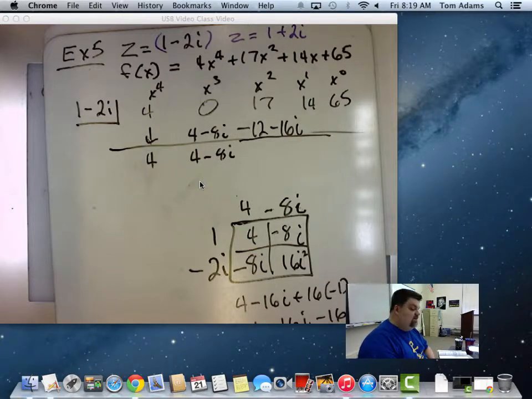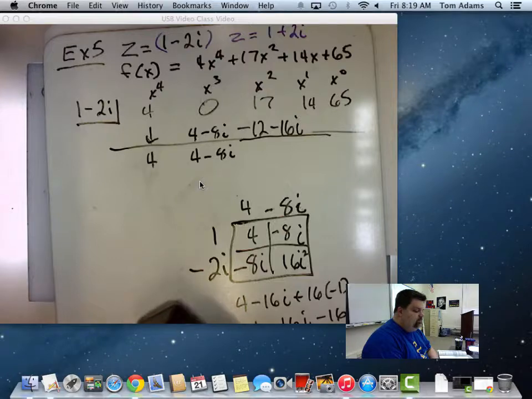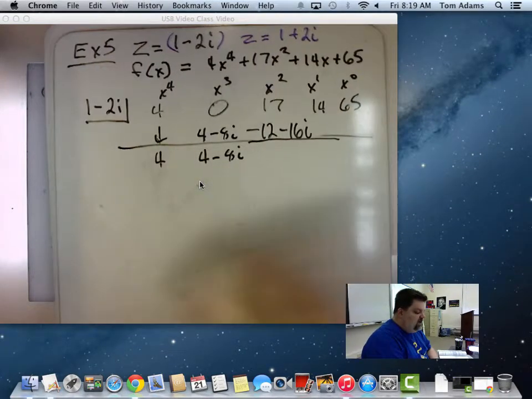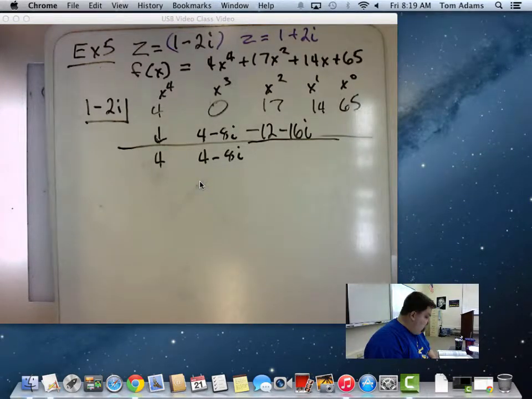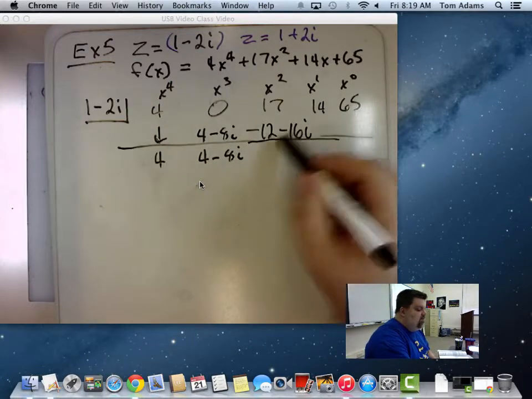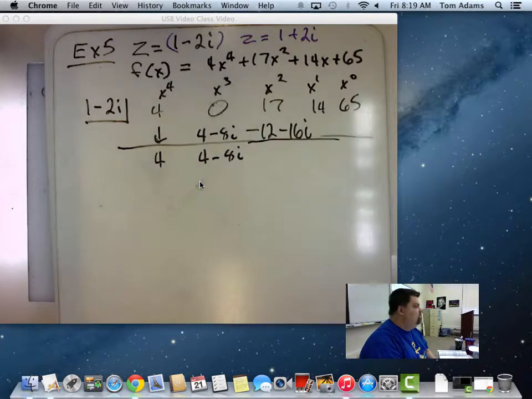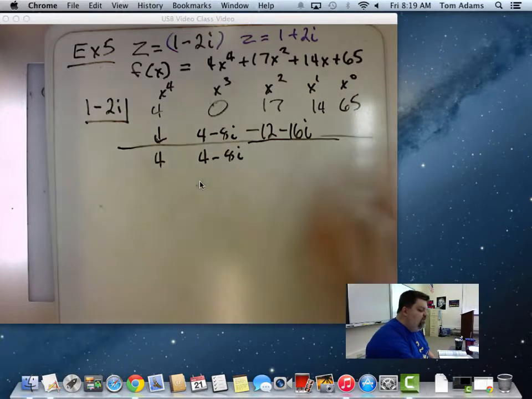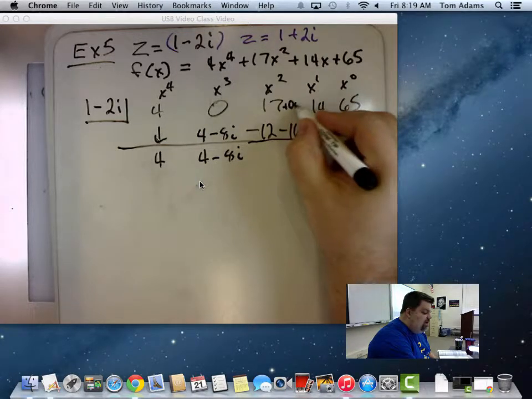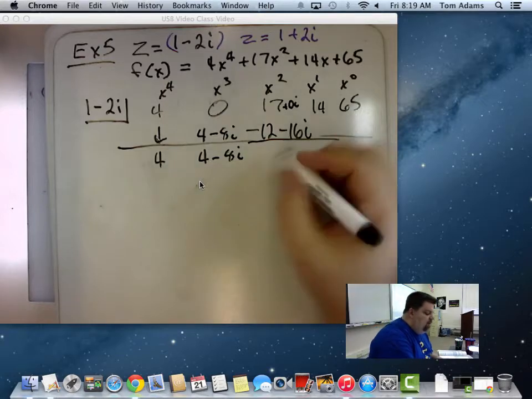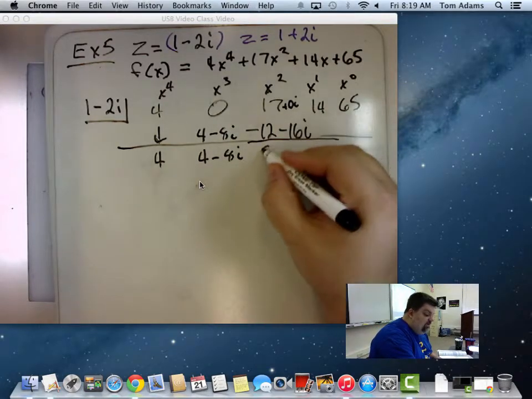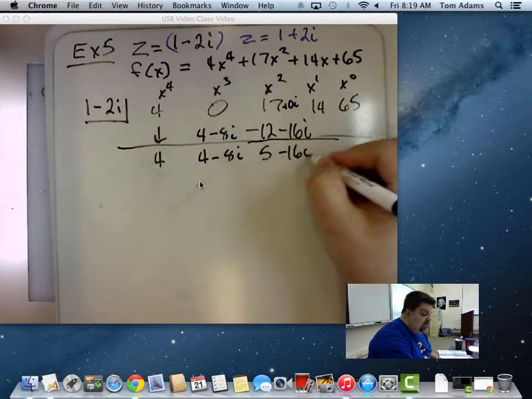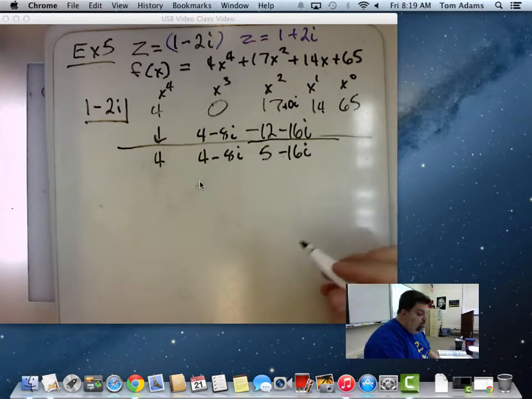Like that. See what I did there? All right, so I'll try not to make any more mistakes. So now what is the 17? That's a real number. And then I have a complex number. So how do I combine those? You can think of this as 17 plus 0i, right? So I'm just going to combine the real numbers, and that's going to be 5 minus 16i. Whew, this is a lot of work.